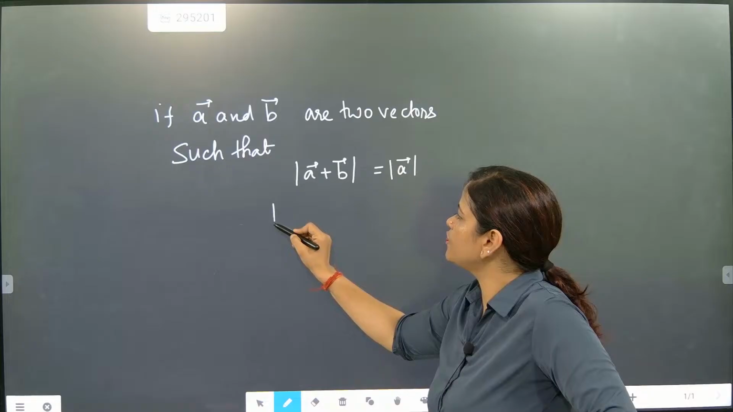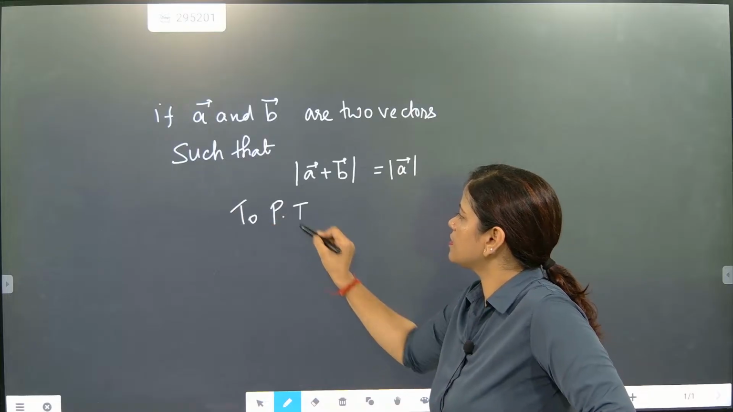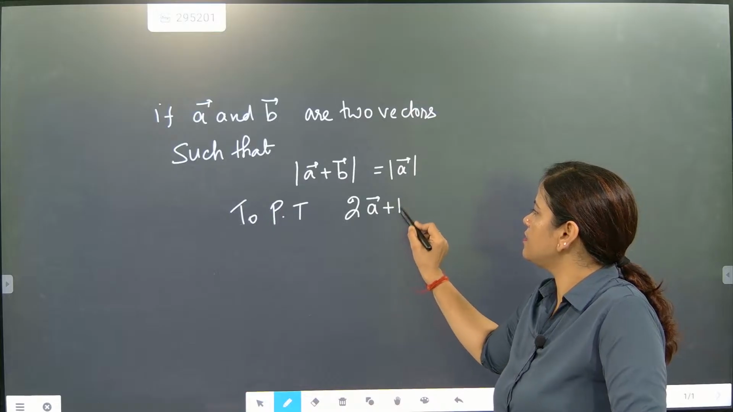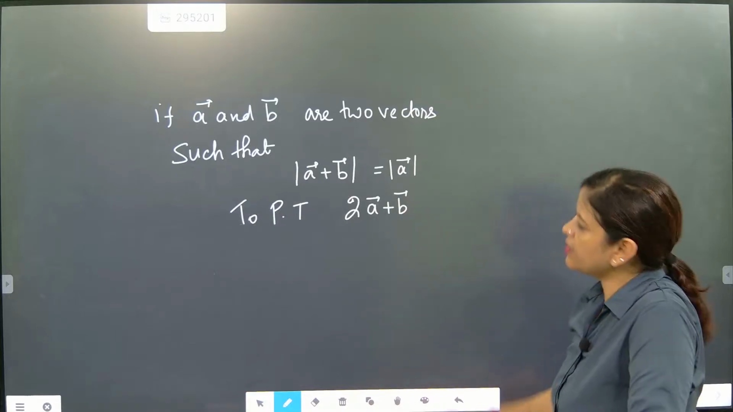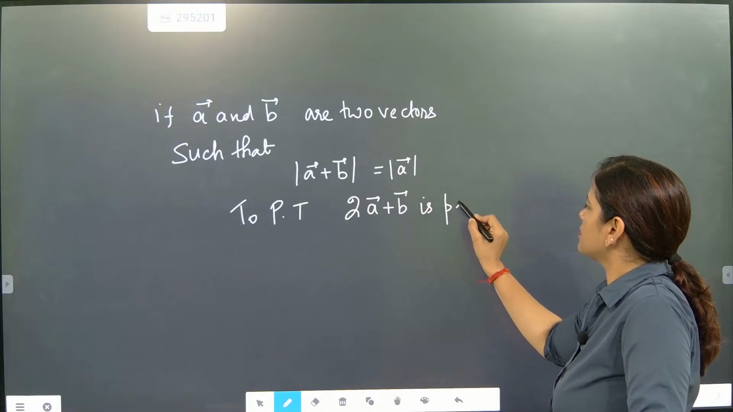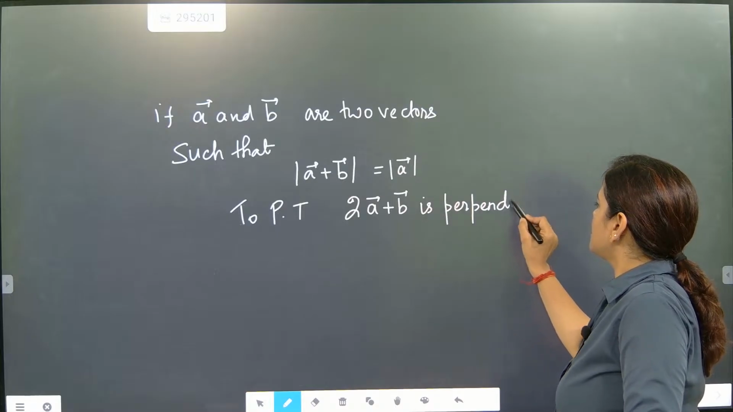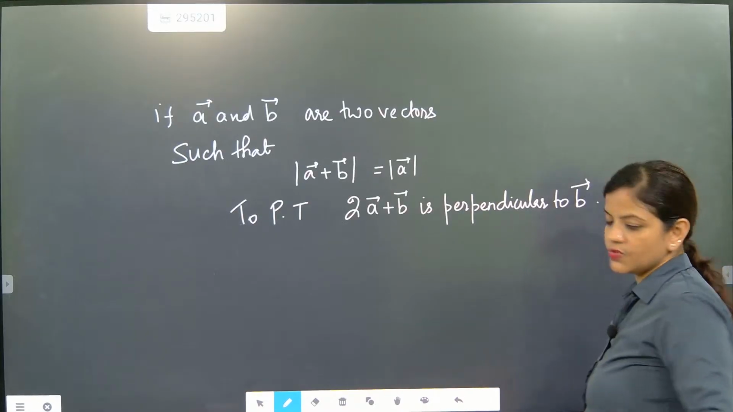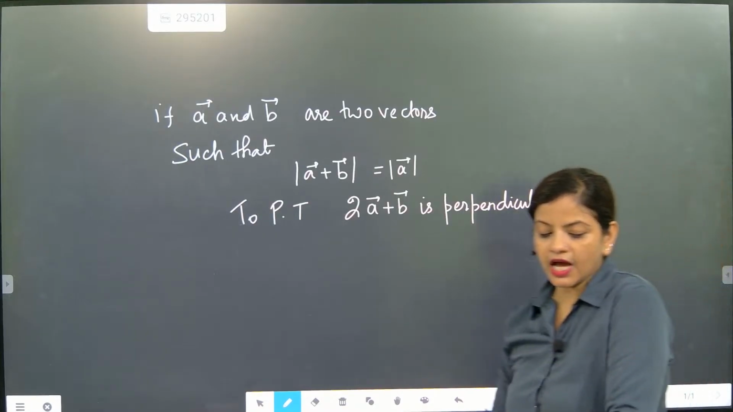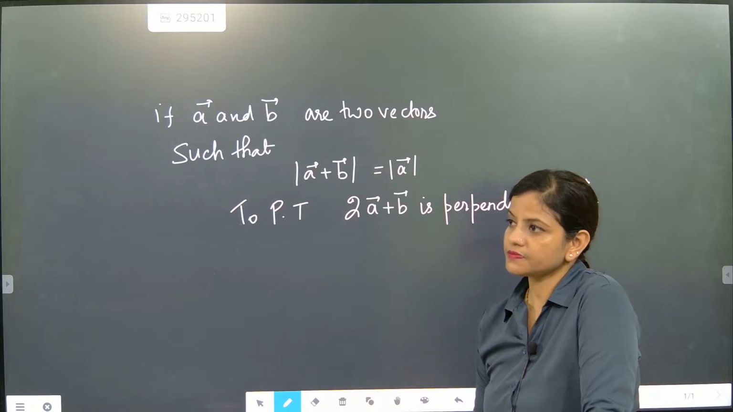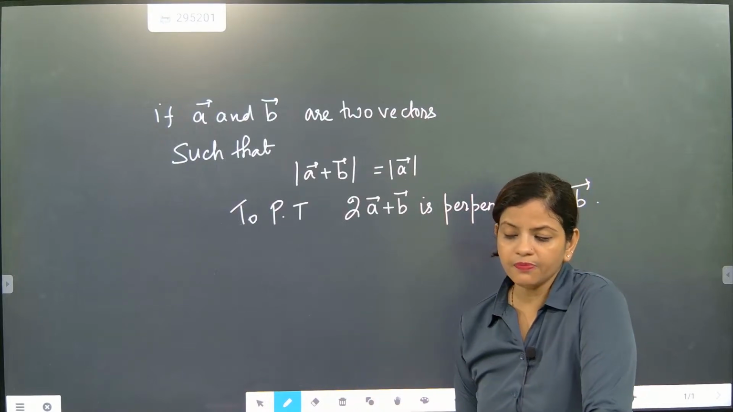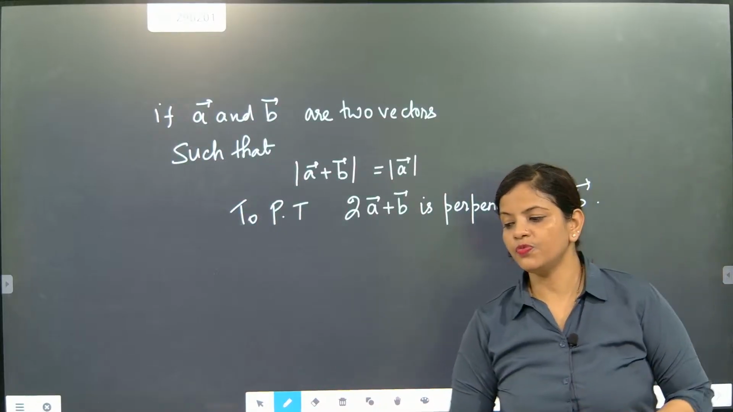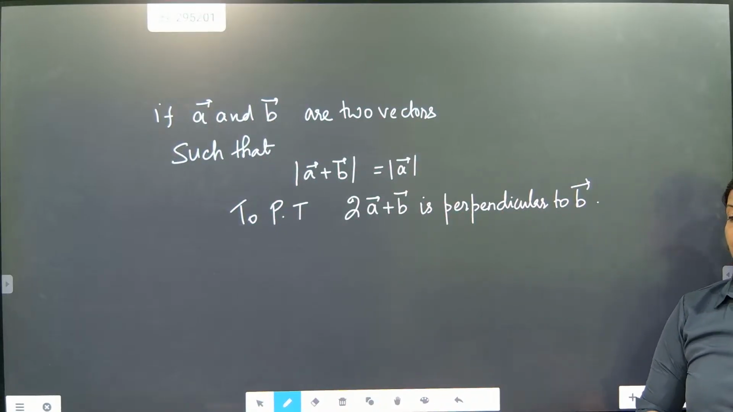Now you need to prove that 2A vector plus B vector is perpendicular to B vector. Let's check this one out. We need to prove that these vectors are perpendicular. Come on, go for it, please.